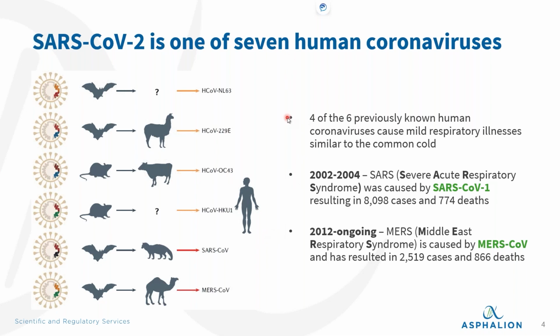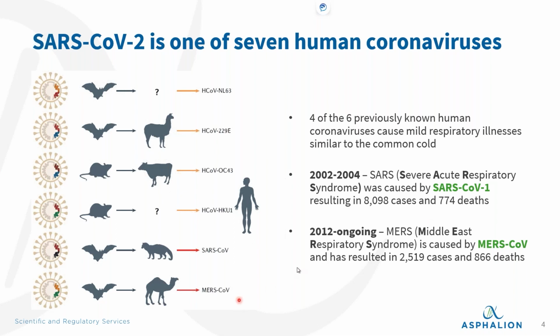Fortunately, 4 of the 6 previously known human coronaviruses, HCoV-NL63, HCoV-229E, HCoV-OC43, and HCoV-HKU1, cause mild respiratory and gastrointestinal illnesses, which are similar to the common cold. However, in the recent past, there have been 2 serious outbreaks of novel coronaviruses. The first of these occurred in 2002 and ended in 2004, and this was the SARS outbreak, which stands for Severe Acute Respiratory Syndrome. This was caused by the SARS-CoV-1 virus, and it was largely localized to China and the Far East, and resulted in over 8,000 cases and nearly 800 deaths.